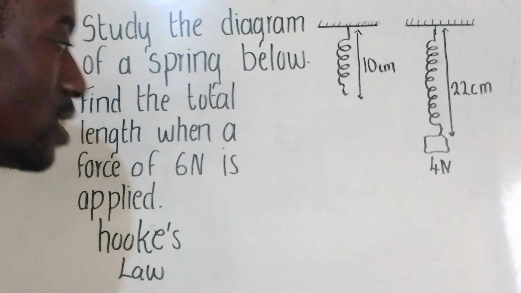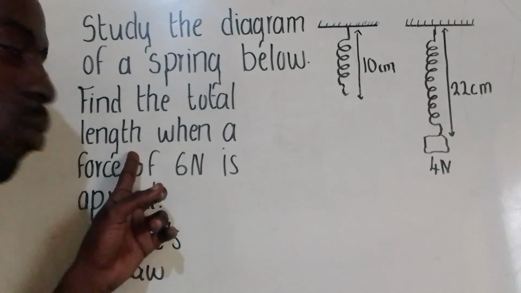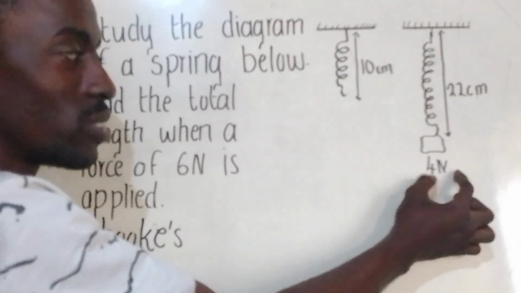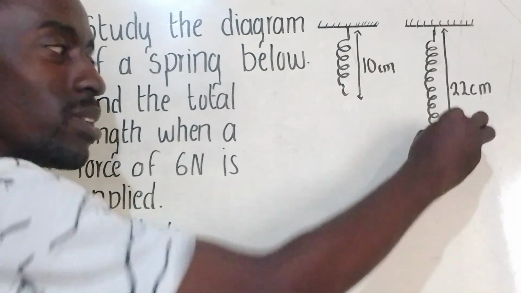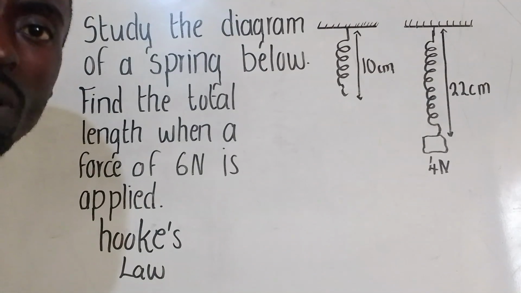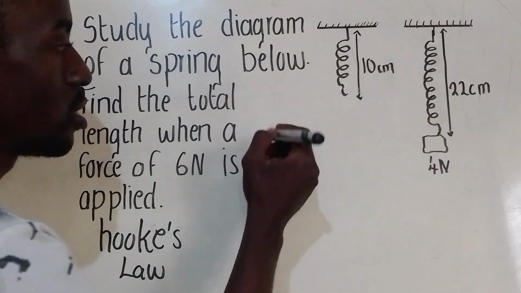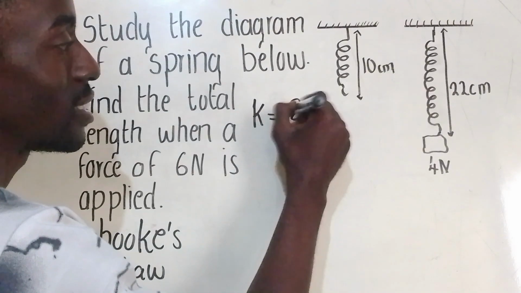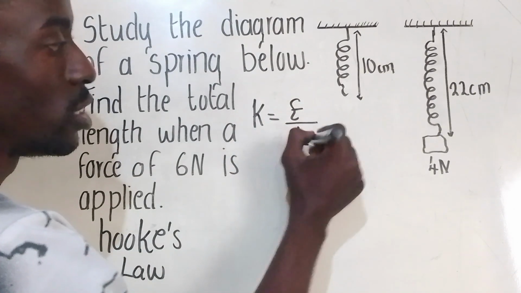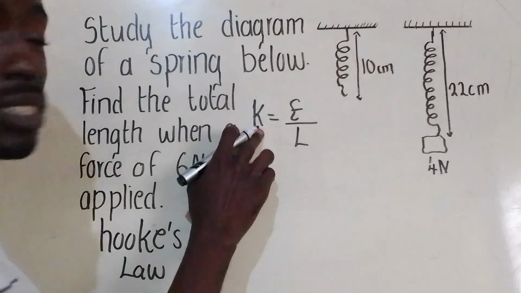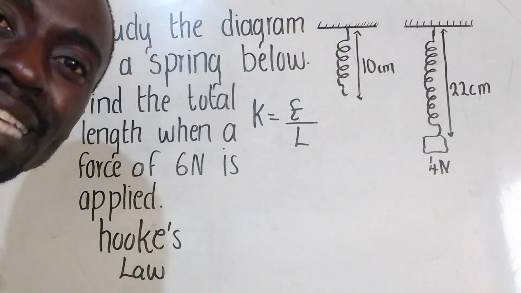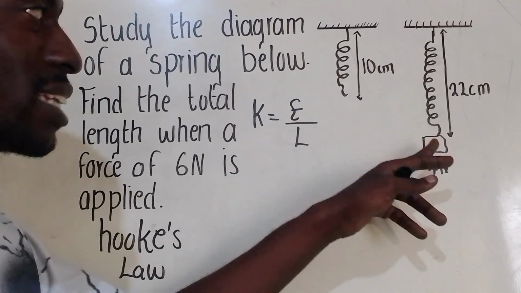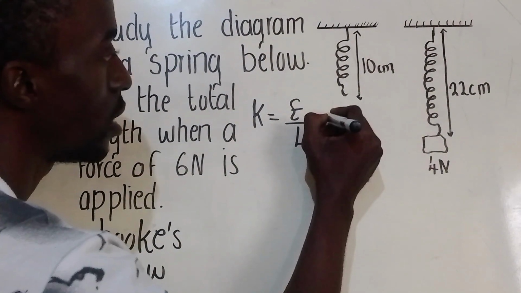Now, for you to find the total length when a force of 6 Newton was applied, when they say 6 Newton, it simply means that there was an increase in the force, meaning something was added to increase the force there. Okay, so you're supposed first to find the constant. You use this formula: constant is equal to extension over the load, which is the force. The constant here simply means a single number which is causing a change both in the length and the force there.